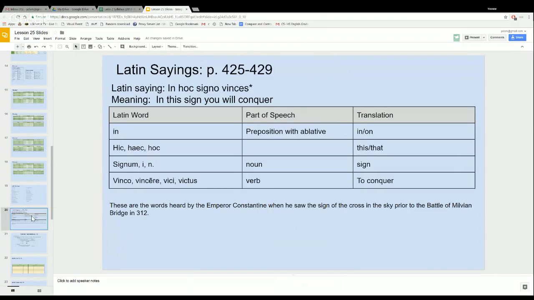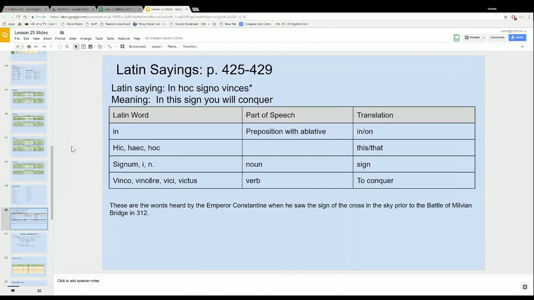All right, let's skip over to our Latin saying for this week. In hoc signo vinces. In this sign, you will conquer. So obviously, this is a familiar saying for us as Catholics and Christians. These were the words heard by Emperor Constantine, essentially the night before the Battle of Milvian Bridge in 312, where he saw the sign of the cross appear in the sky and the words, in this sign, you will conquer.